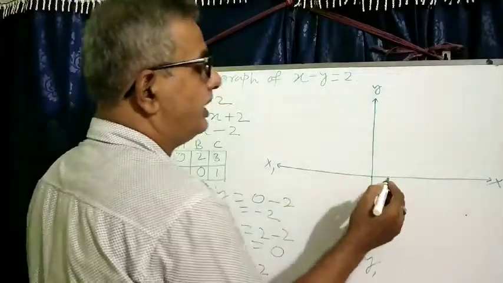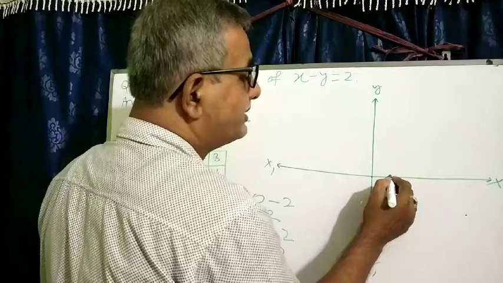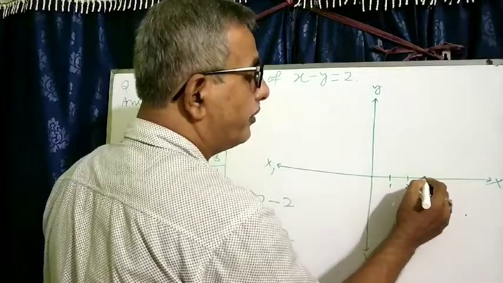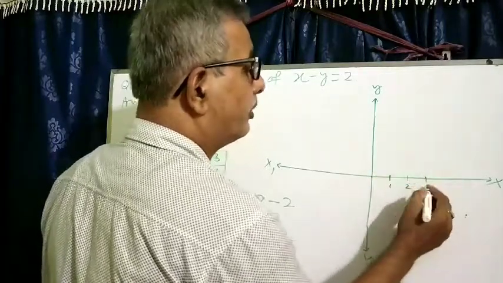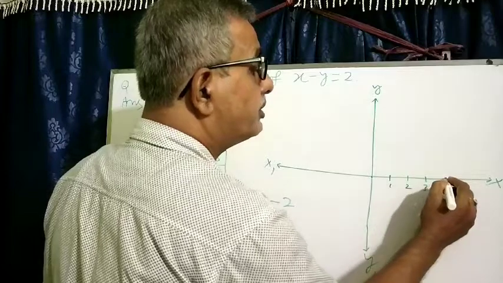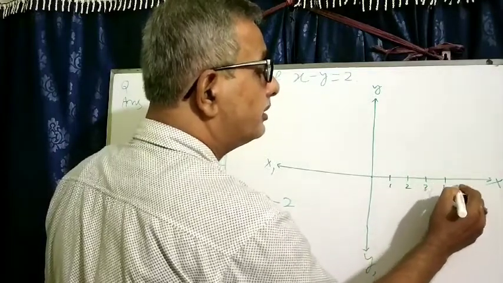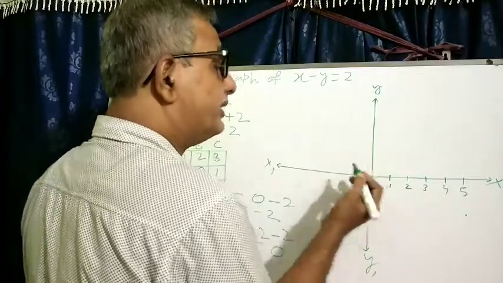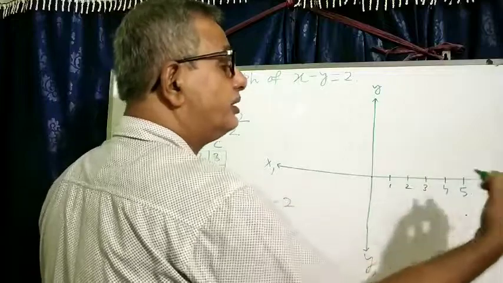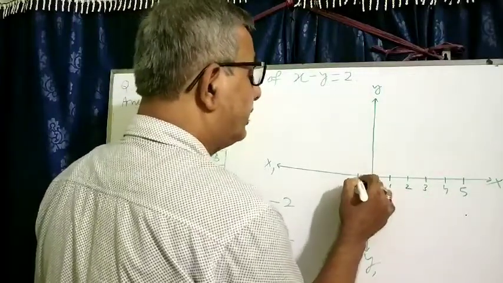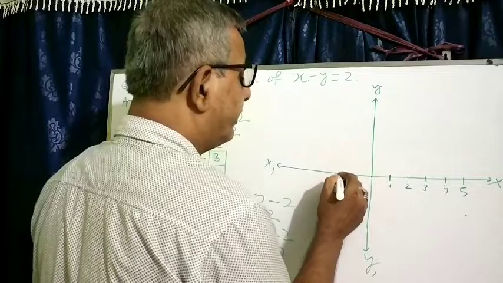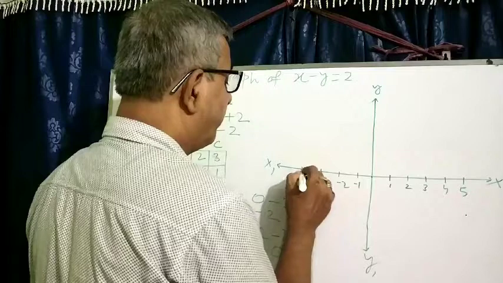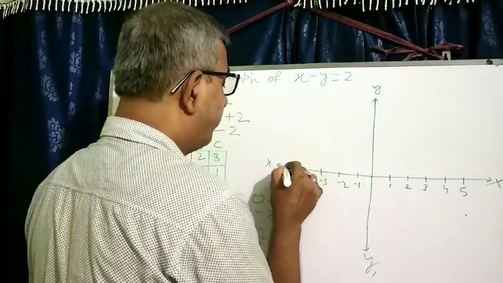With the help of a scale, you take 1 centimeter. This is 1, 2, 3 centimeter. You measure and then you draw. 3 centimeter, 4 centimeter, 5 centimeter, like that. Here also you see, this side it will be negative. On that side it will be positive. Here will be what? Minus 1, minus 2, minus 3, minus 4, minus 5.